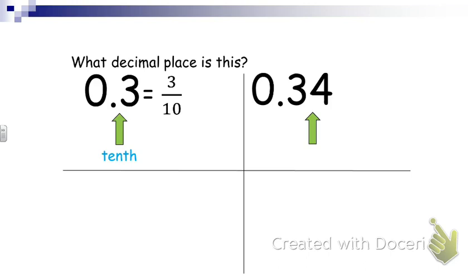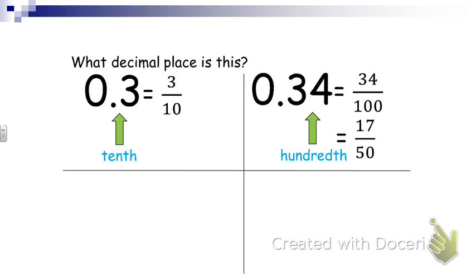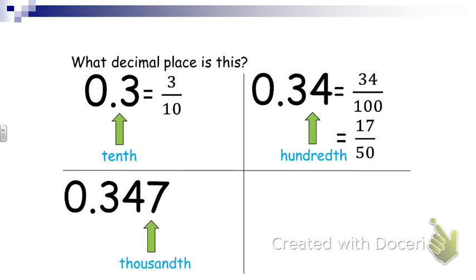So if we look at the next one, we have 0.34, but if we say that properly, the correct way, we would say 34 hundredths. So that means you would just write 34/100. And then usually you're asked to simplify if you can, and that would simplify to 17/50. The next one, we have 0.347. If we say that properly, that would be 347 thousandths. So if you write that as a fraction, that would be 347 over 1,000. I don't think you can reduce that one.